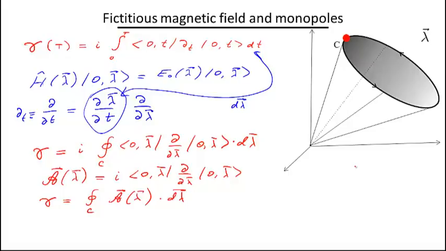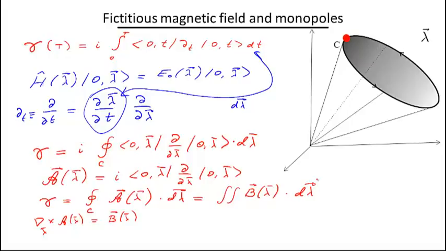Namely, we can define the curl of this vector A. So let's define the curl of A, curl with respect to this lambda, and let me call it B of lambda. And if we do so, this Berry phase gamma can be rewritten as a flux of this, I will call it fictitious magnetic field, through the area enclosed by this loop that corresponds to this quantum evolution.